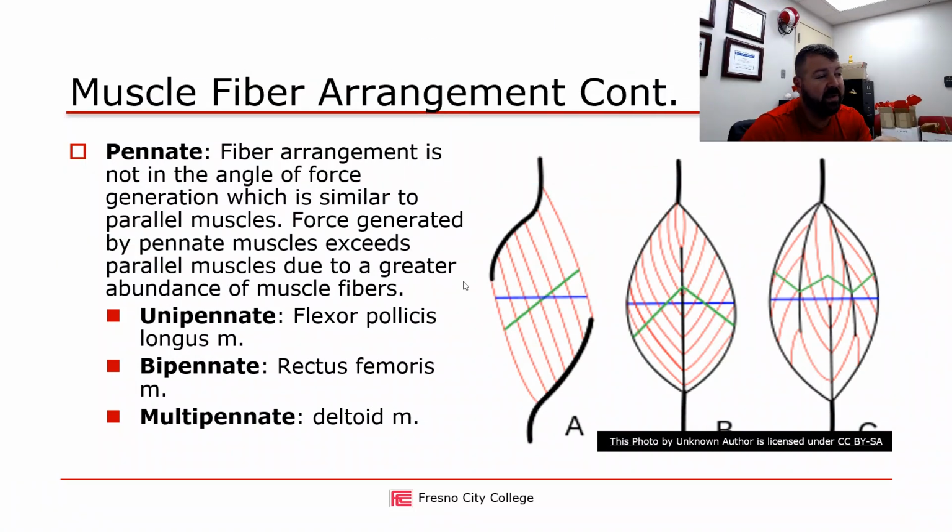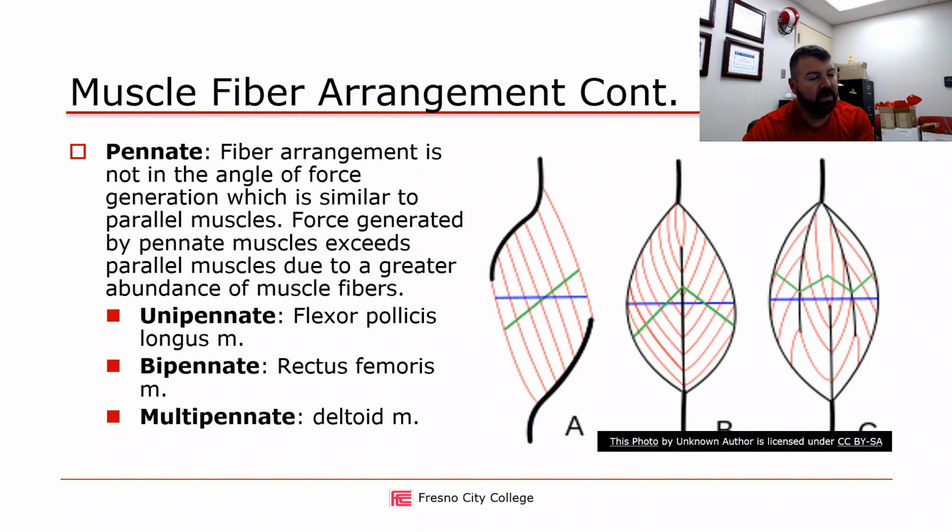Then we have our pennate muscle arrangements. Pennate can be broken down even further to unipennate, bipennate, or multipennate. So the muscle fiber arrangement is not parallel to the angle of pull. It could be diagonal, 45 degrees sometimes. This is a unipennate, like the flexor pollicis longus muscle. If you don't know, that is the muscle that flexes your big toe.